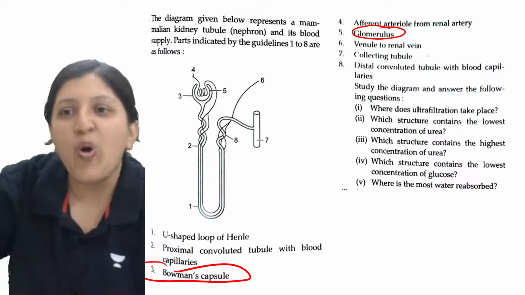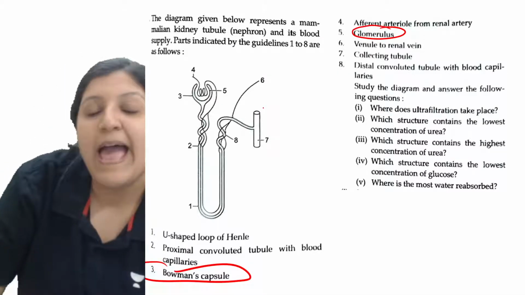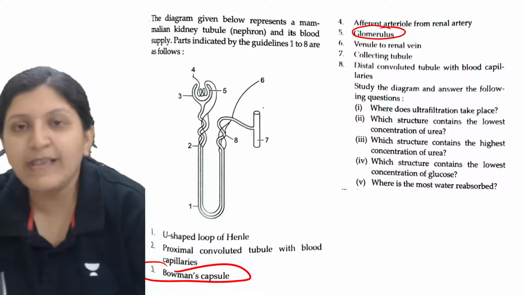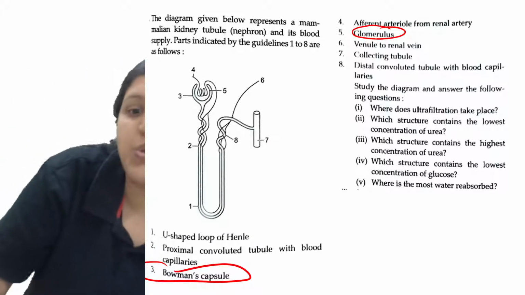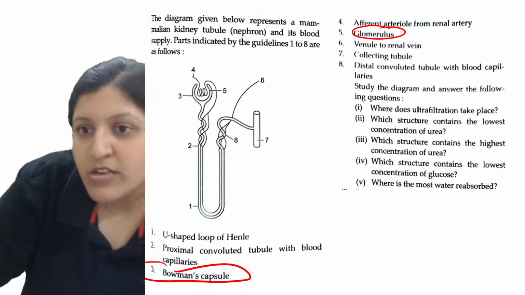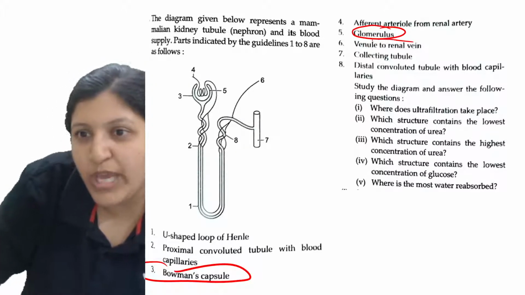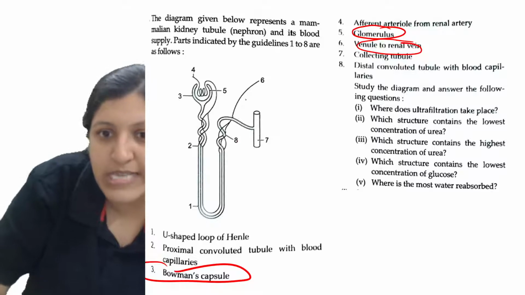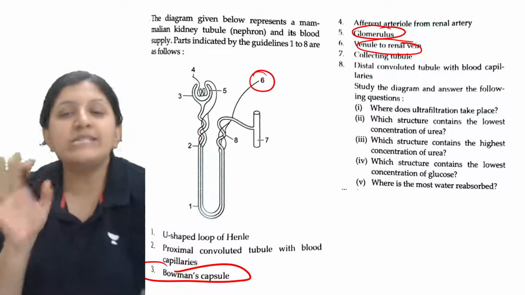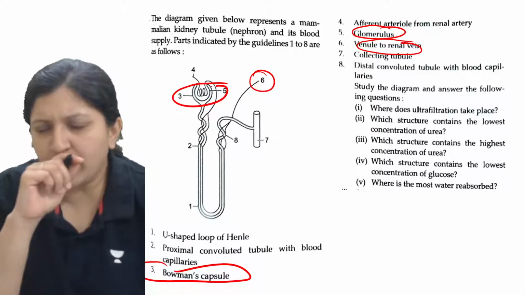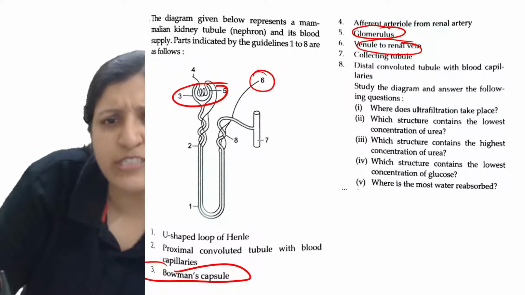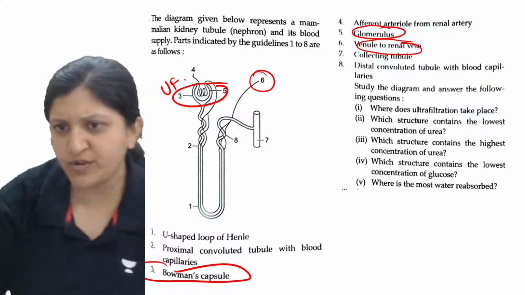Since all the urea is removed and it has already entered the ureter, because the urine formation is done. So renal vein, where is it? This is the part, the venule to renal vein part, the sixth part. So this is having the lowest concentration of urea. Anyway, this is related to the ultrafiltration process.